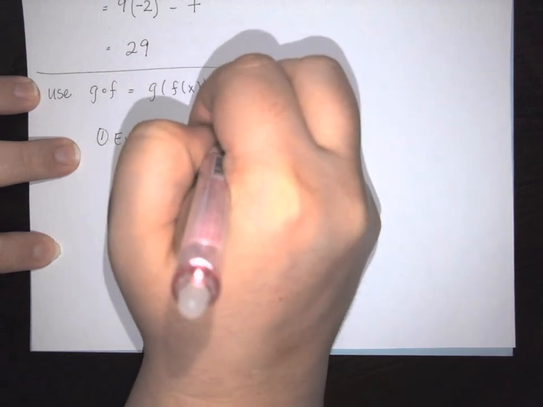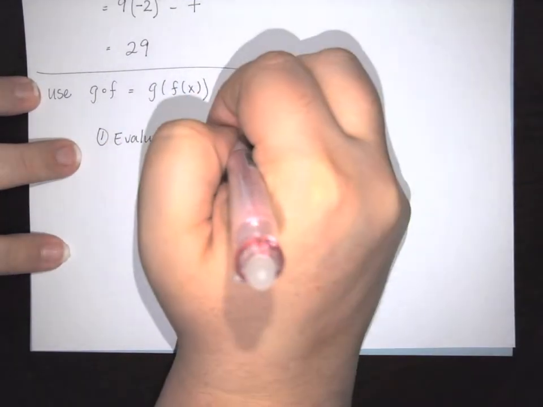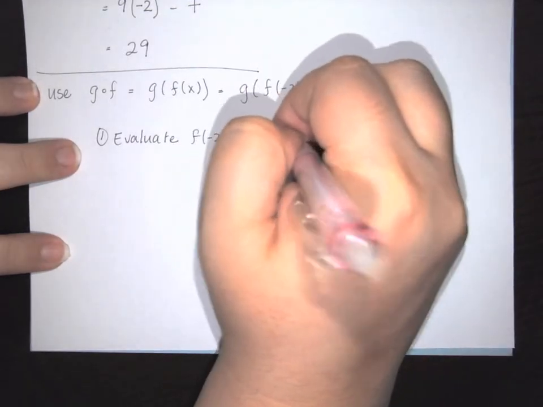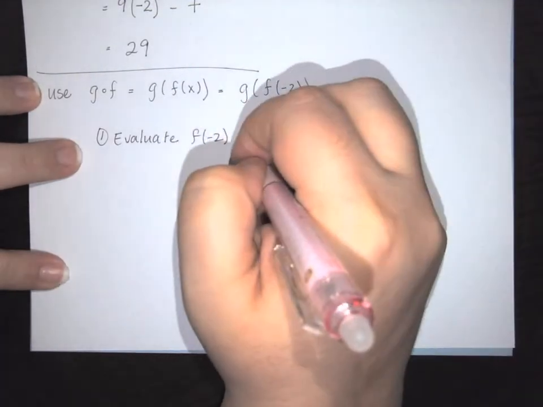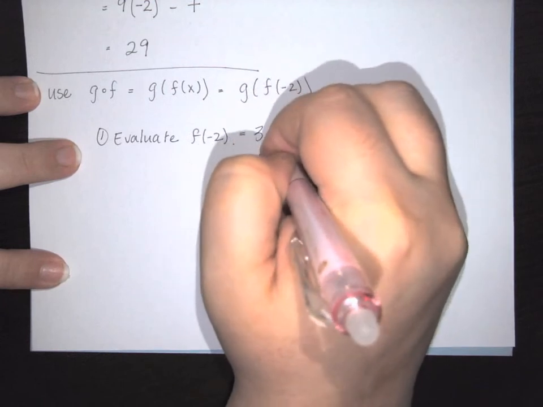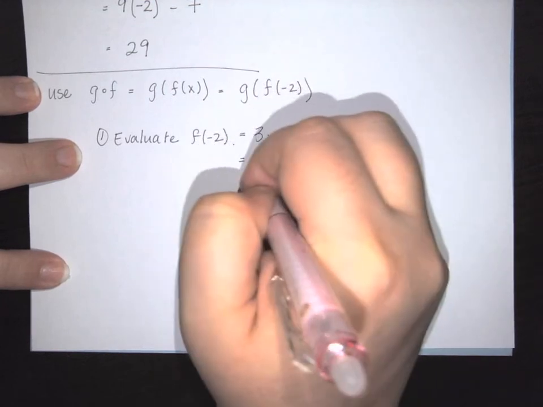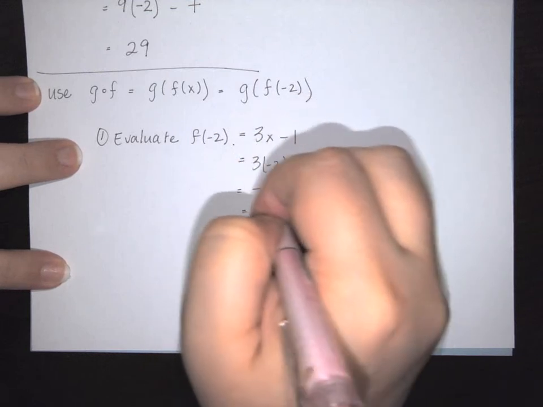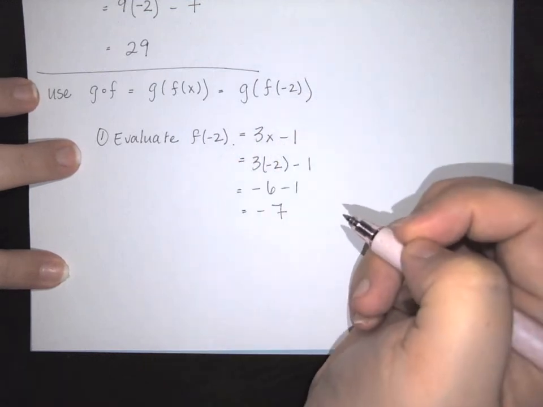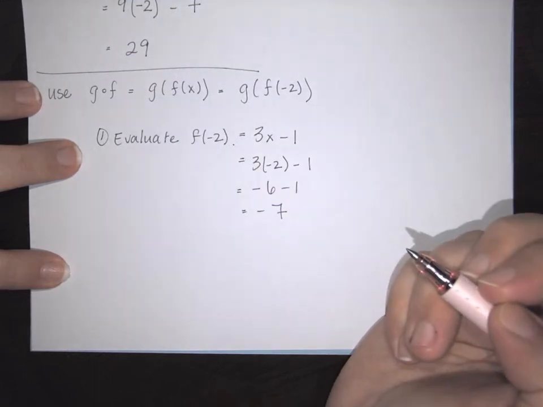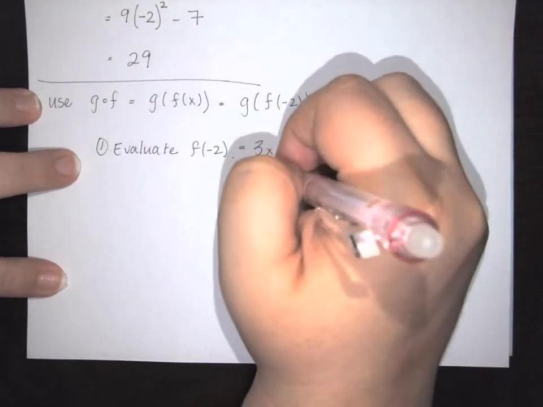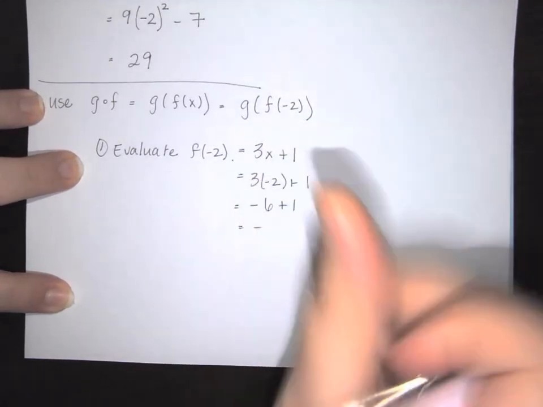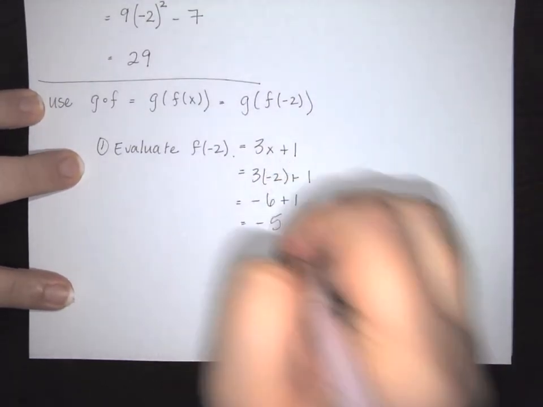f of negative 2. In this case, my f was 3x plus 1. So when we substitute negative 2, we get 3 times negative 2 plus 1. So this is negative 6 plus 1. Sorry, it's plus 1 there, which makes this a negative 5.